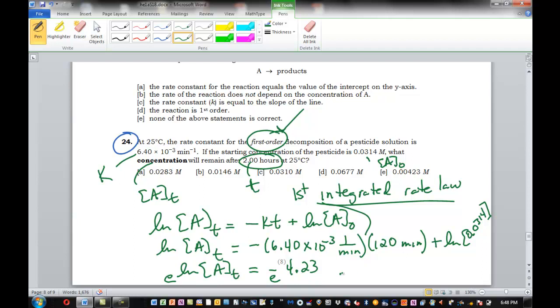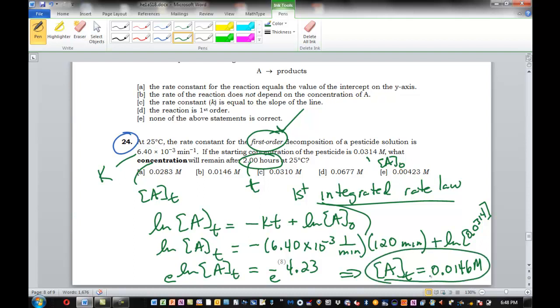And so this will just give us, I'm out of room on this page, concentration, e to the negative 4.23. And I get 0.0146 molar.